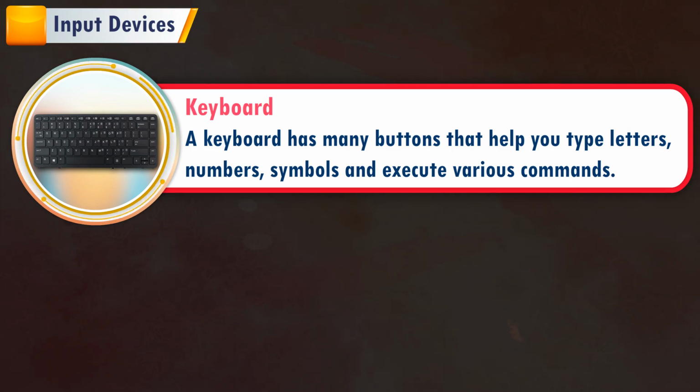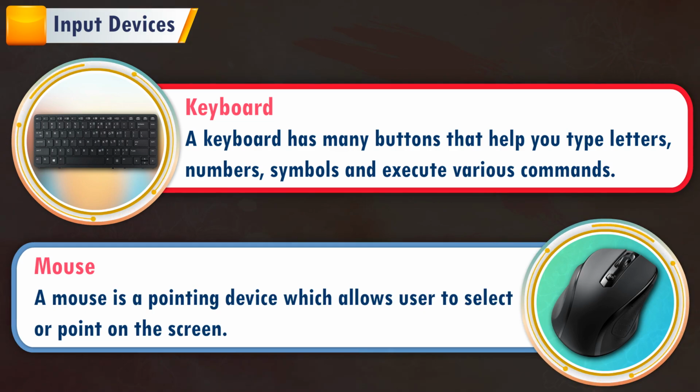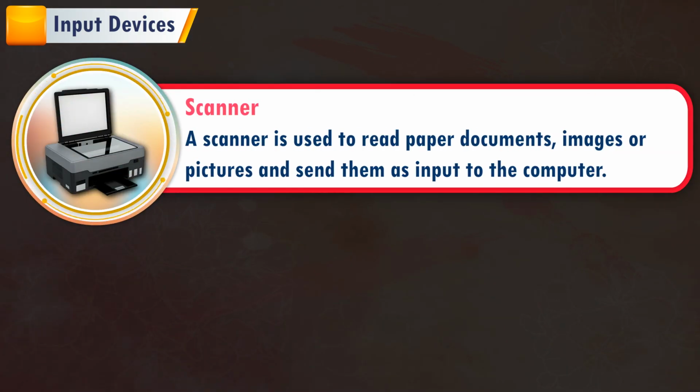Keyboard. A keyboard has many buttons that help you type letters, numbers, symbols, and execute various commands. Mouse. A mouse is a pointing device which allows the user to select or point on the screen. Scanner. A scanner is used to read paper documents, images, or pictures and send them as input to the computer.